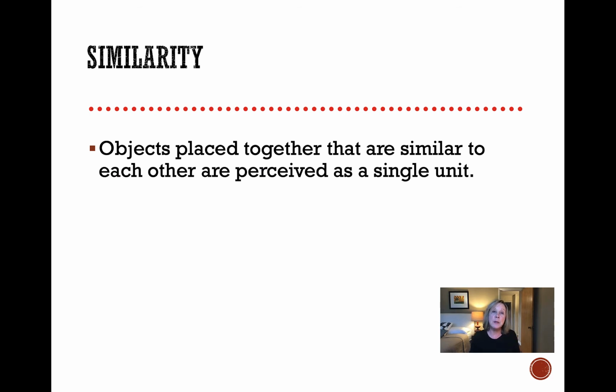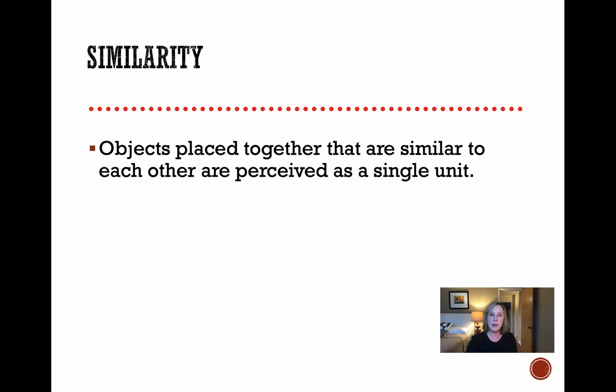Then we have similarity. Similarity says that objects placed together that are similar to each other are perceived as a single unit. I have notes on this one because I don't want to go off track, which I am so easily inclined to do. So objects placed together that are similar to each other are perceived as a single unit.